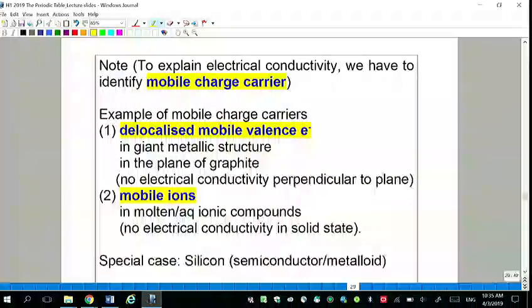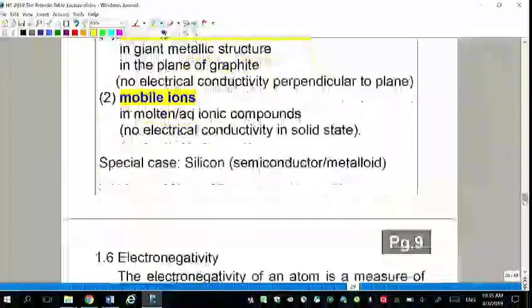So that is just a recap. The special case we talk about is silicon. Just take note that it is a semiconductor. It has some form of electrical conductivity. Can? Okay, next one.